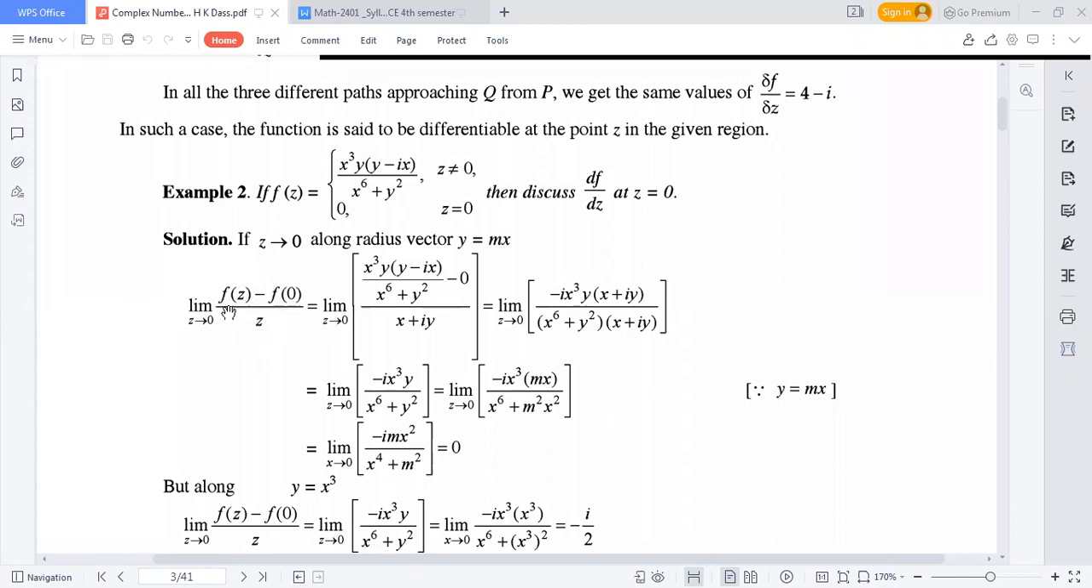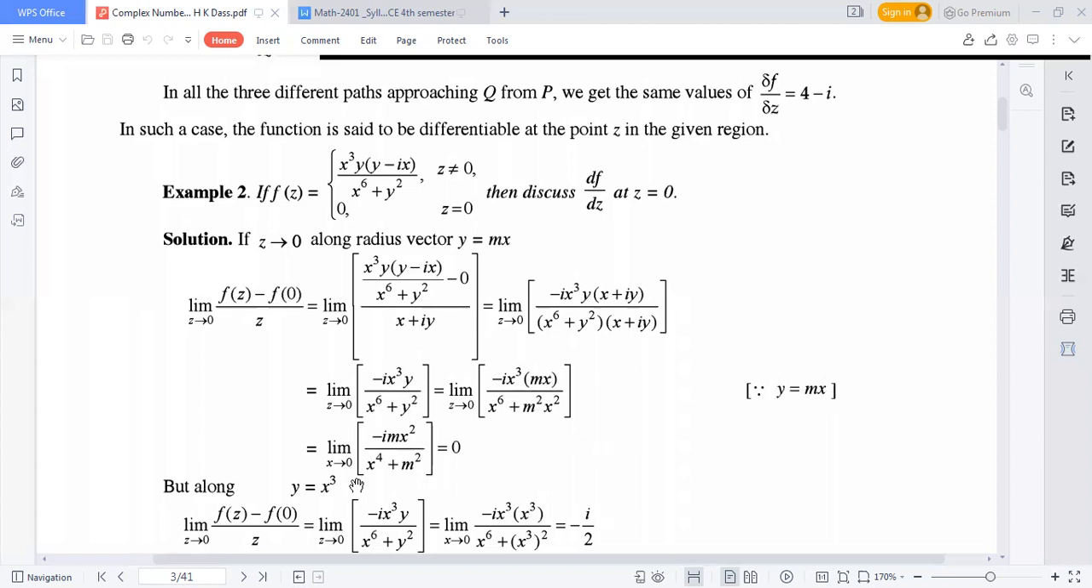Remember it. So in the limit, we just put the f of z value. And f of 0 equals 0, the functional value at z equals 0. Here z equals x plus iy, this is the complex function. Now taking the LCM, we get this one. So limit z tends to 0, the x plus iy and x plus iy will be cancelled. So we get minus i x cube y and x cube.